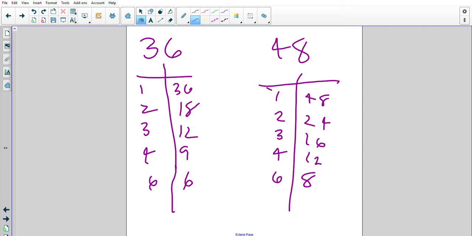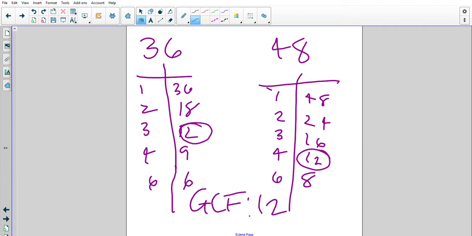To find the greatest common factor, then, we look at the greatest one that they have in common. As I look over here, I'm seeing they both have 6 in common, but that's not the greatest common factor. The one that they share is actually 12. So your GCF is 12. There is nothing wrong with this method.